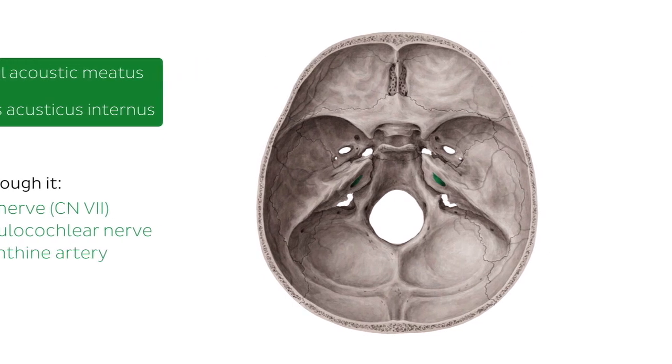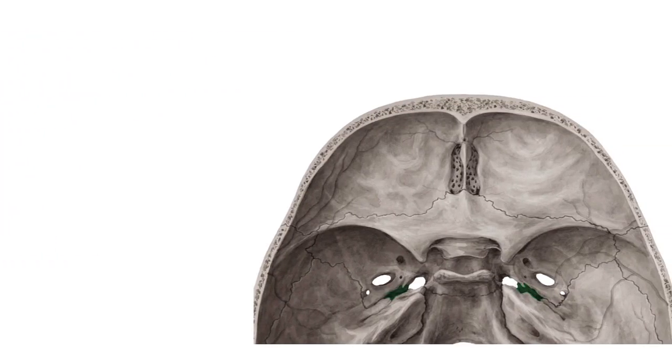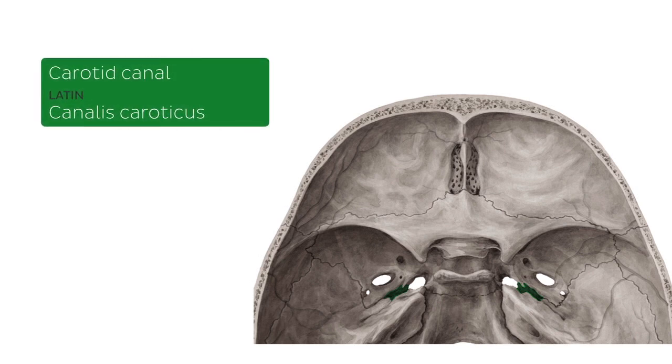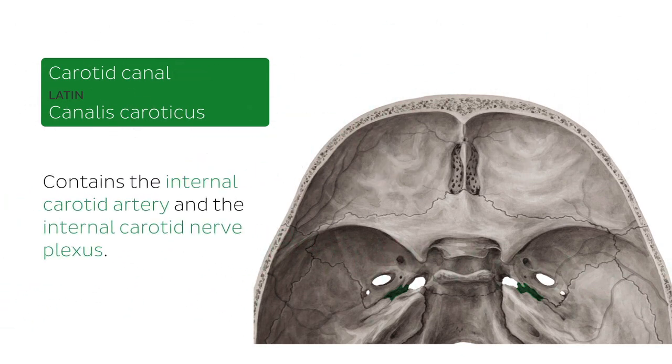Next structures that we're going to be highlighting are known as canals, specifically the carotid canals, and you have two, as you can see here on this image. Now, a carotid canal contains the internal carotid artery and the internal carotid nerve plexus, which contains sympathetic fibers. The carotid canal is located in the petrous part of the temporal bone.